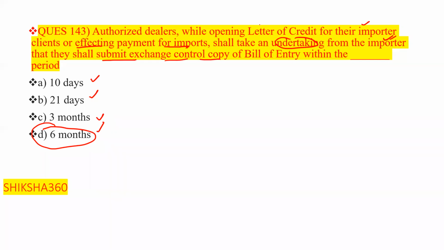So authorized dealers, while opening the letter of credit for their importer clients or effecting payment for imports, shall take an undertaking from the importer that they shall submit the exchange control copy of the bill of entry within the 6 months.